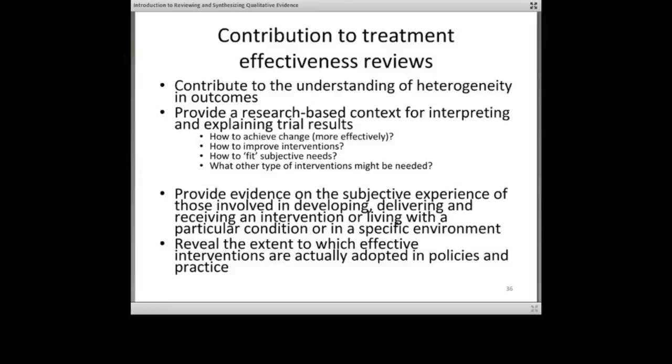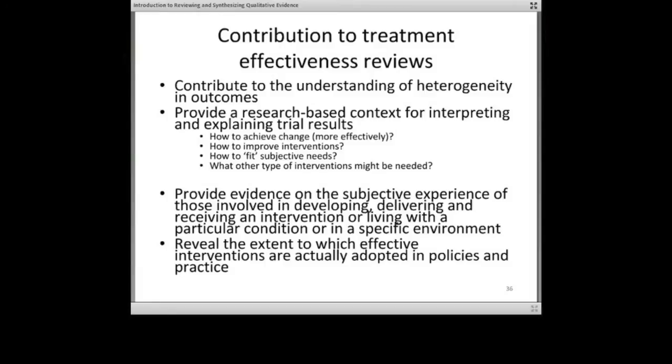If we take up a set of different questions, such as how to achieve change more effectively, how to improve our interventions, how to fit the subjective needs of our target group, or even the ones who are in charge of delivering a program, what other type of interventions might be needed to make it more successful, I think that overall would increase a lot of the quality of the interventions we are engaged with.